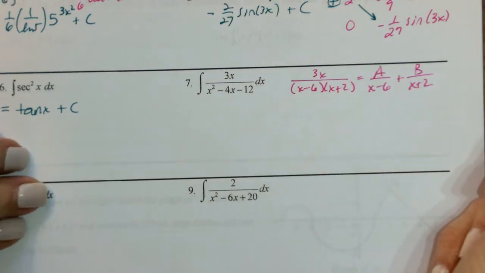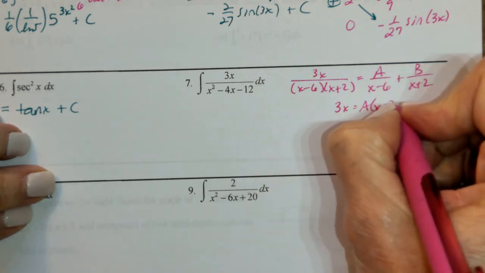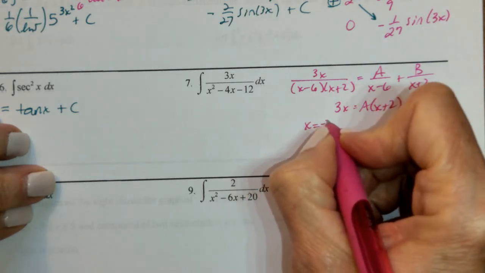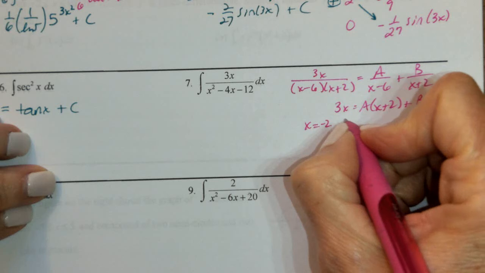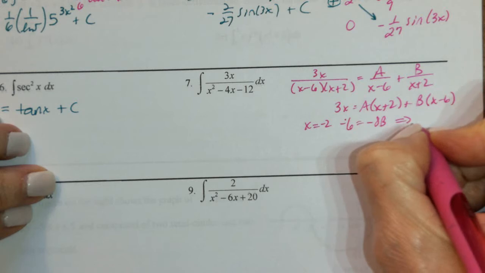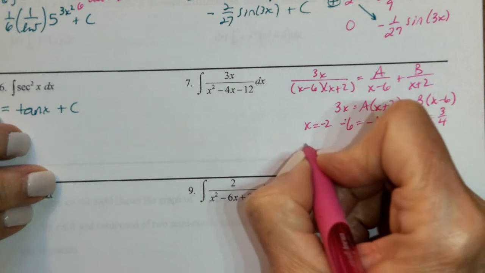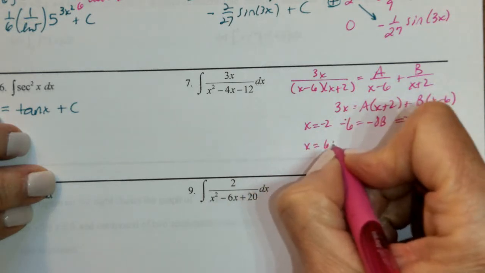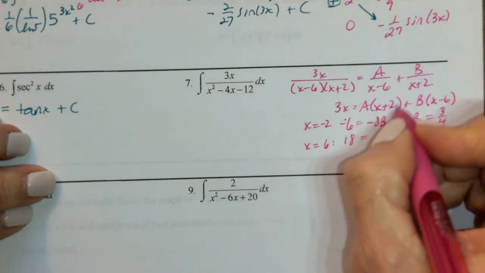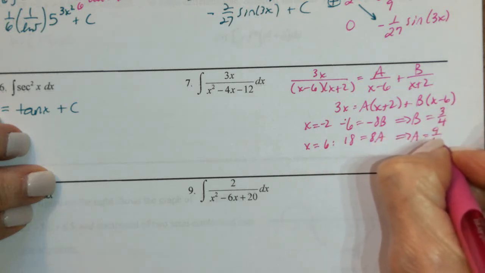So I'm going to multiply both sides by the common denominator here. And now I can let x be anything I like. I'm going to start with -2 to make a term 0 out. I'm going to have -6 is equal to -8b, which means b will be -6/-8 or 3/4. If I let x be 6, I'm going to have 18 is equal to 8a. So a is 9/4.